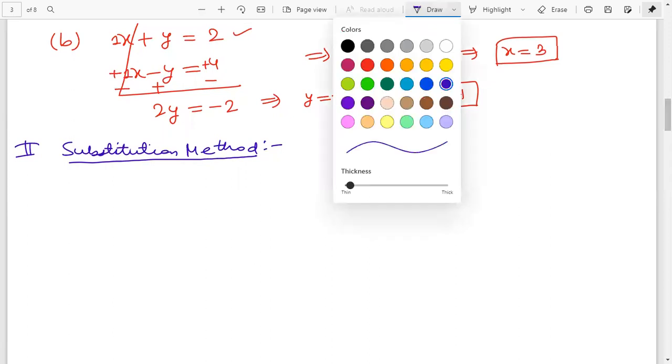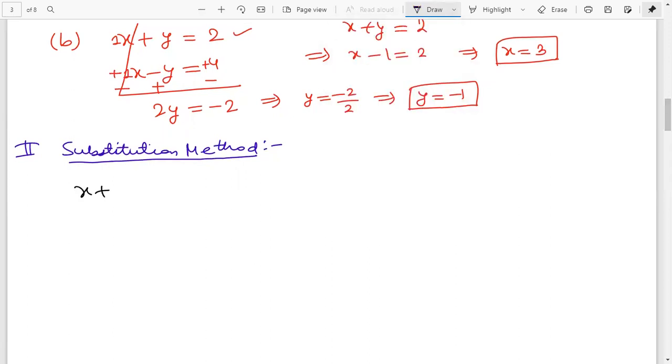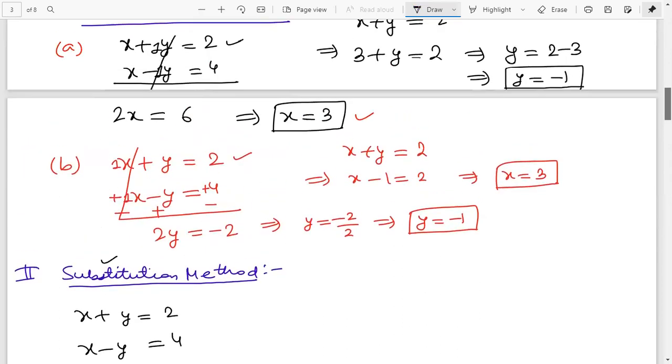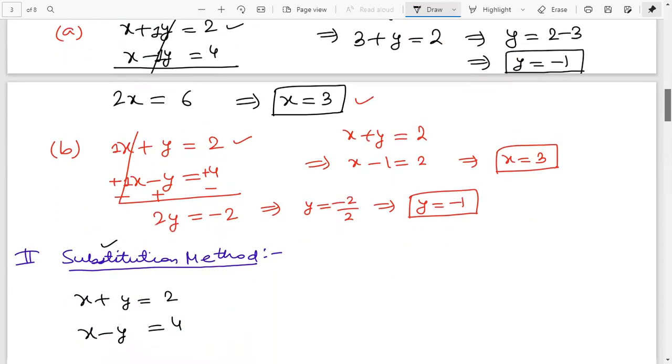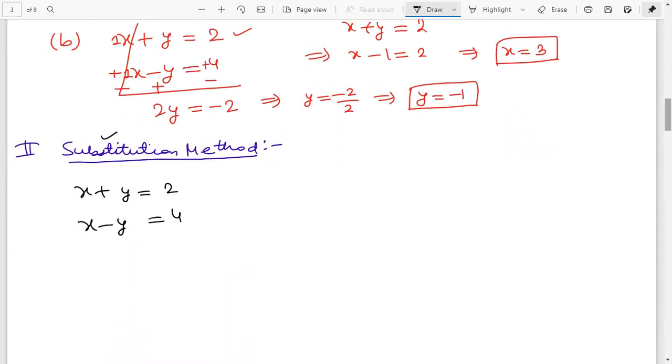Suppose we have the same equations: x plus y equal to 2, and x minus y equal to 4. In this method, as the name says, substitution means to substitute, and elimination means to eliminate, to remove, to cancel. Now we'll substitute any one value. Suppose I want to substitute the y value. So I can get the y value from equation 1. This is equation 1. This is equation 2. So y can be written in terms of x.